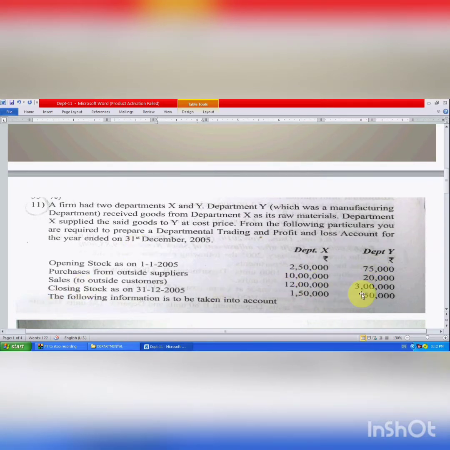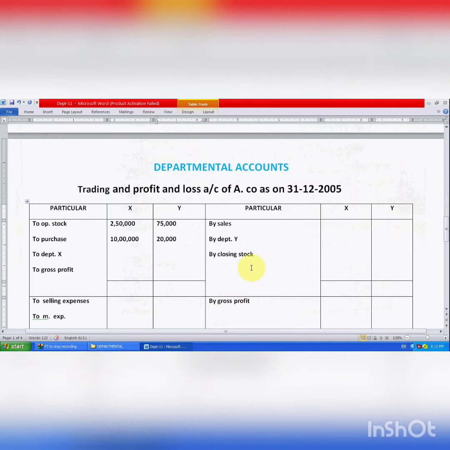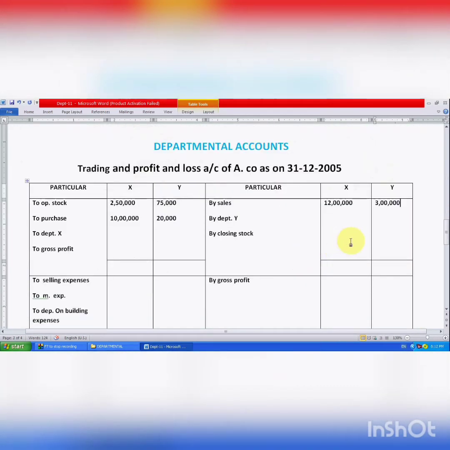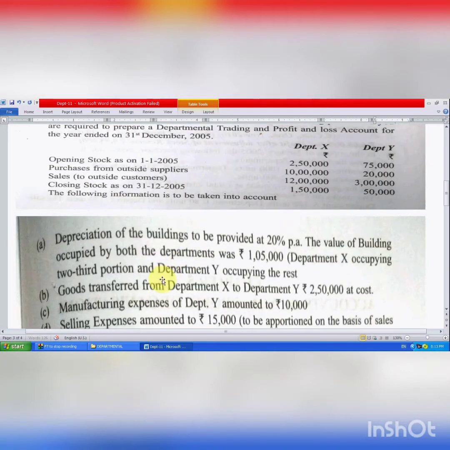Sales are 12 lakhs and 3 lakhs, so write in the sales column 12 lakhs and 3 lakhs. Now closing stock is 1,50,000 and 50,000. Now let's go to the other expenses.